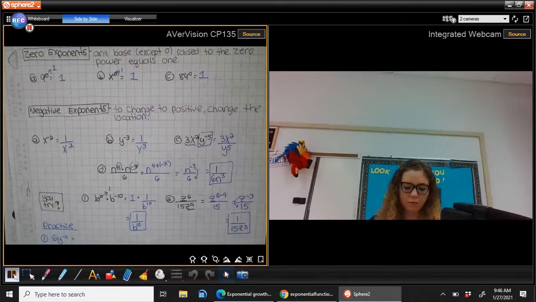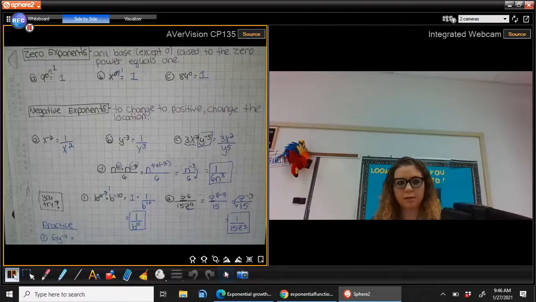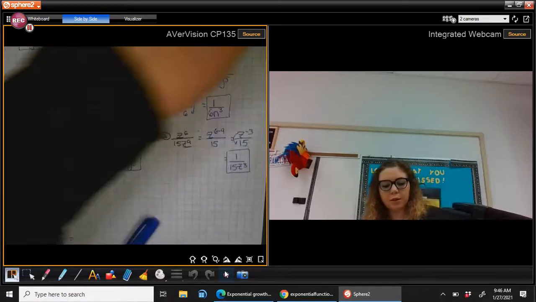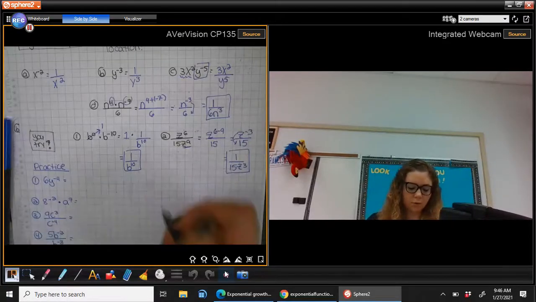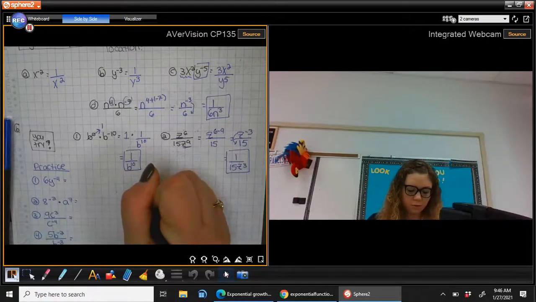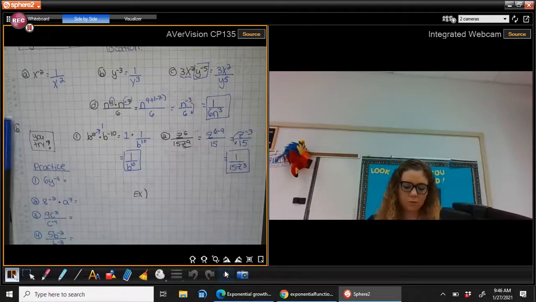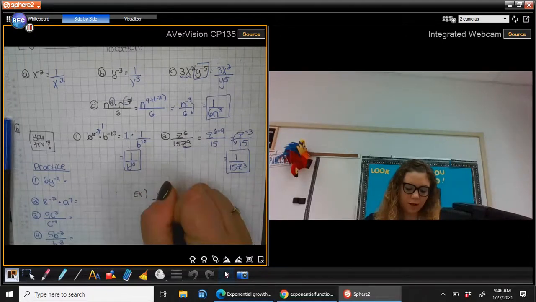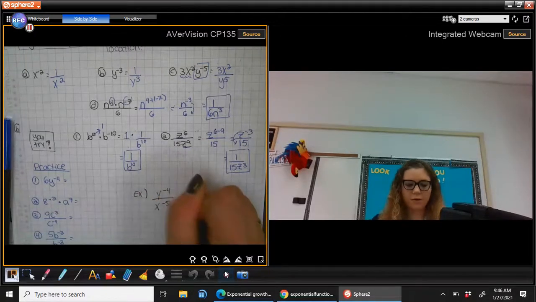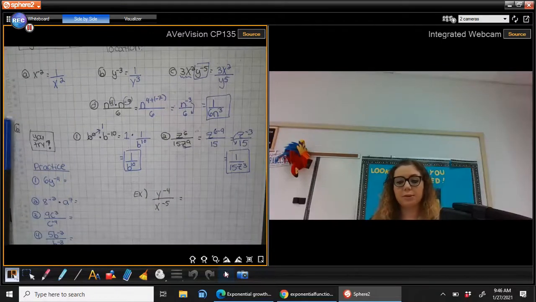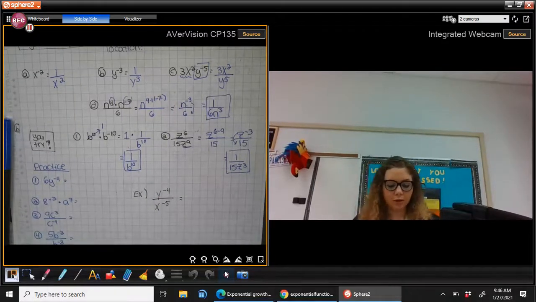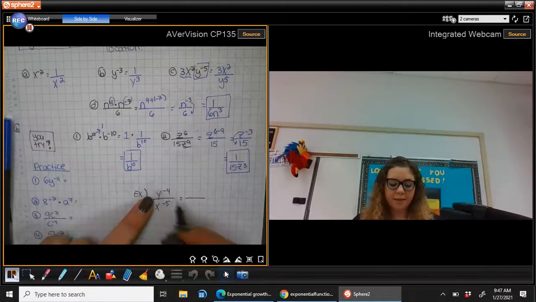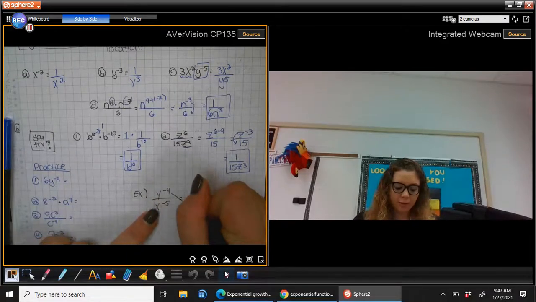Now there is one more problem I want to do with you guys. Make sure you write this one down. If I have y to the negative 4th and x to the negative 5, and I want to make those exponents positive, I just change the location. The negative 4th is on top, so to make it positive, I'm going to change the location and put it on the bottom.